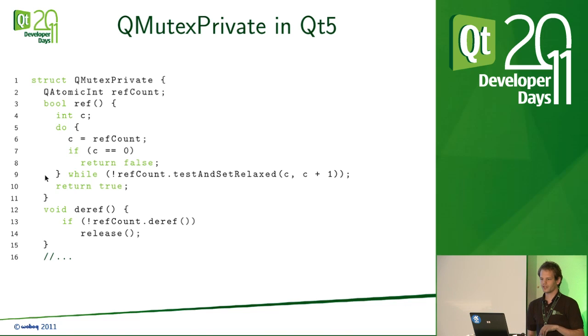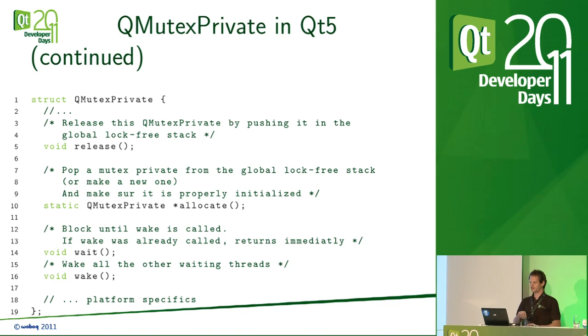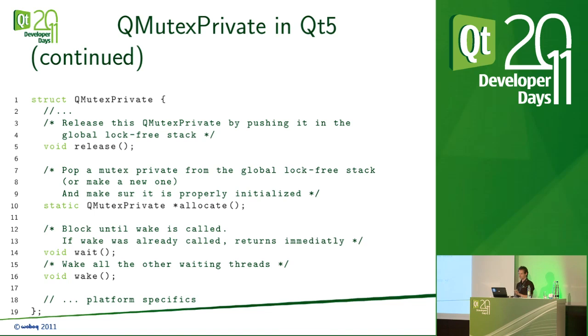And the ref is also a bit special. It's not just an increment, but an increment which checks that the ref count is not already 0, because I don't want to increment the mutex private if it was equal to 0. So the ref will return false if the count was 0, or true if the ref count was incremented. We have release and allocate that just push or pop the mutex private from this lock-free stack. And allocate will also make sure that it's properly initialized, which means that it's not in a wake state, because the mutex private can also be in a wake state.